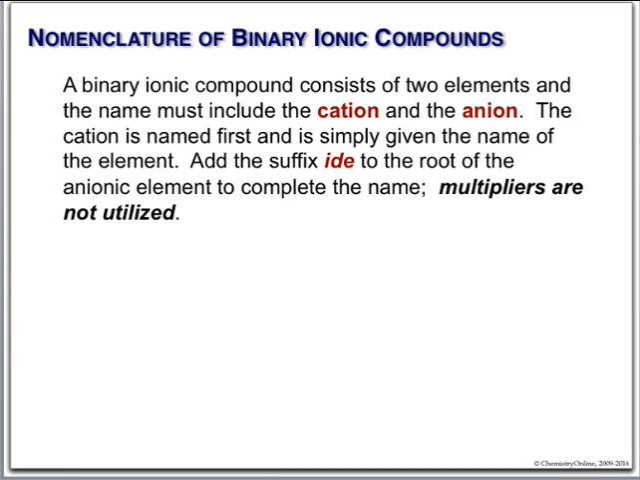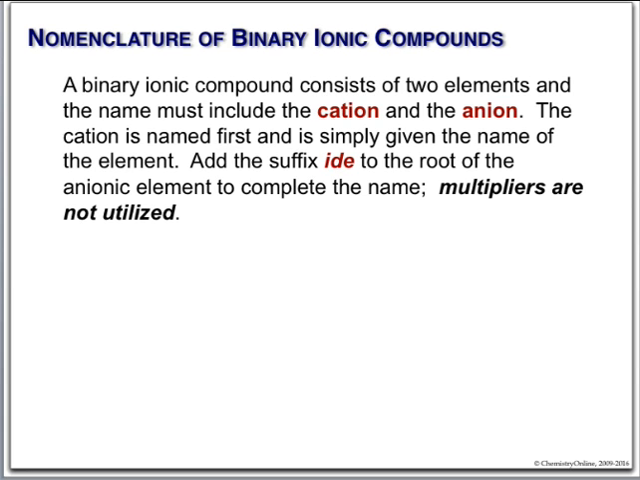Remember, the ionic compound consists of a cation, that's the positive, and the anion, that's the negative guy. When you go to name these things, the cation always comes first. And the cation is simply the name of the element. So if our cation was magnesium, the first word would simply be magnesium, a separate word all by itself.